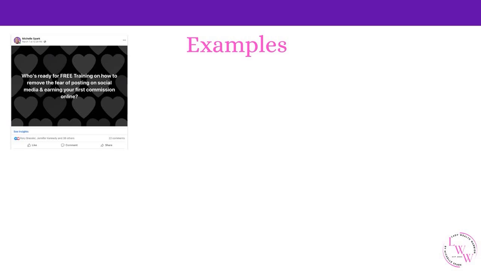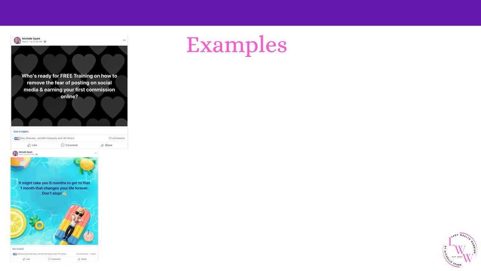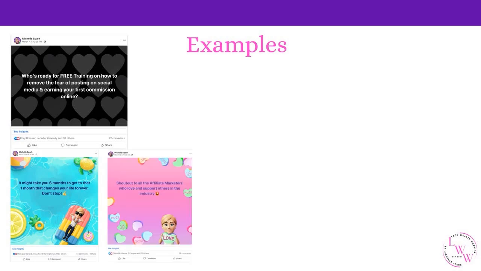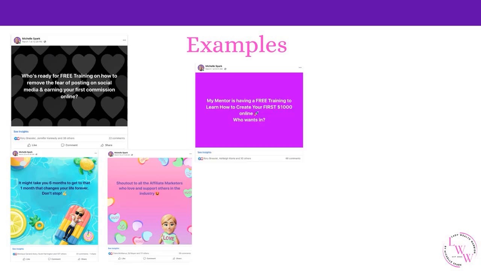Here are some examples, all right? Who's ready for free training on how to remove the fear of posting on social media and earning your first commission online? 22 comments. It might take you 6 months to get to that 1 month that changes your life forever. Don't stop. That's an inspirational post, but I got some engagement here. I got 35 comments. Shout out to all the affiliate marketers who love and support others in the industry. 59 comments, right? These are engagement posts. People are engaging with my content, and look what I'm bringing them. Okay, my mentor is having a free training to learn how to create your first 1,000 online. Who wants in? 46 comments.